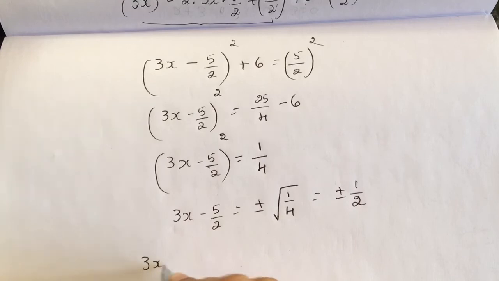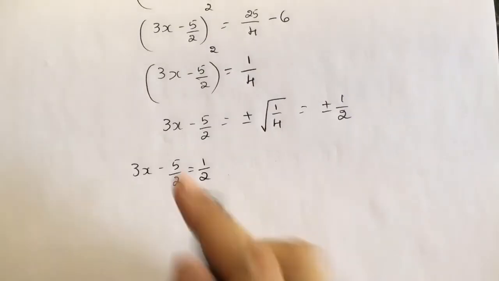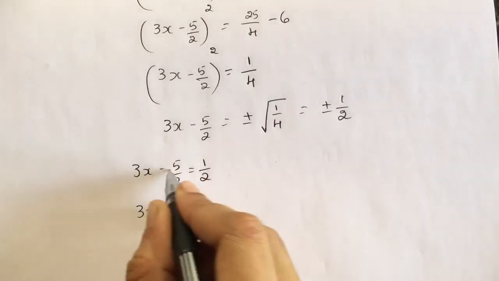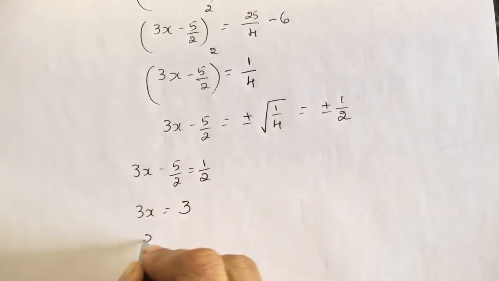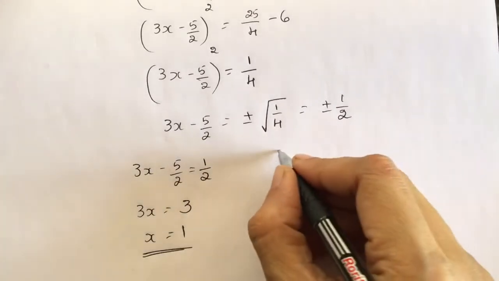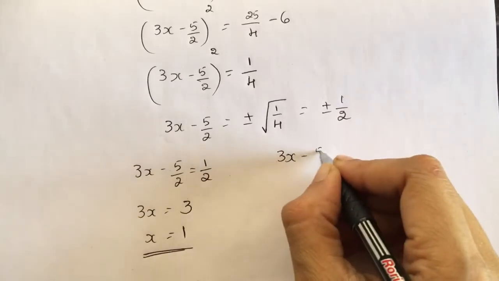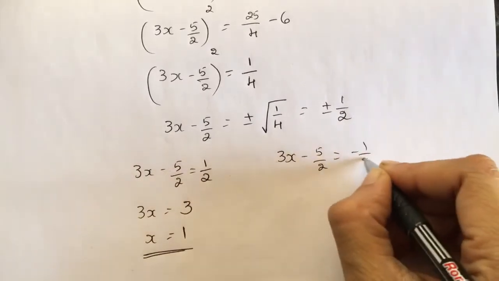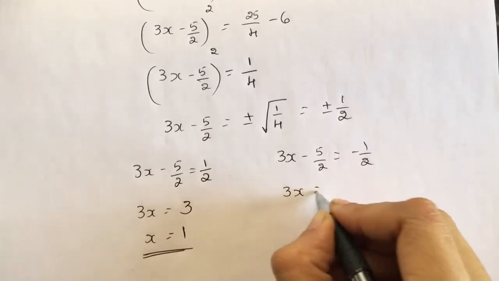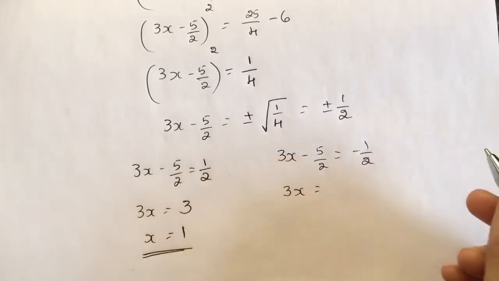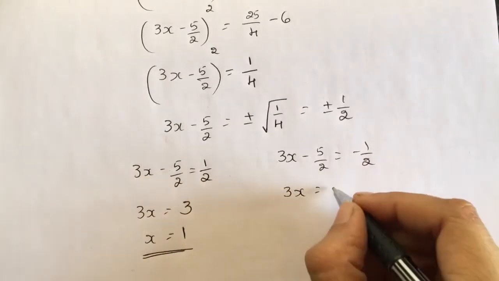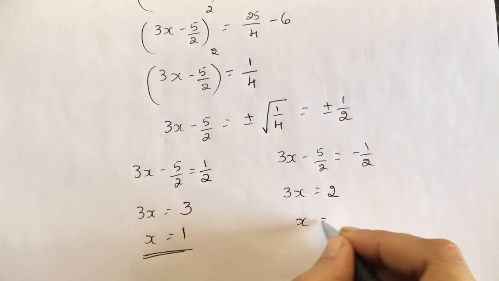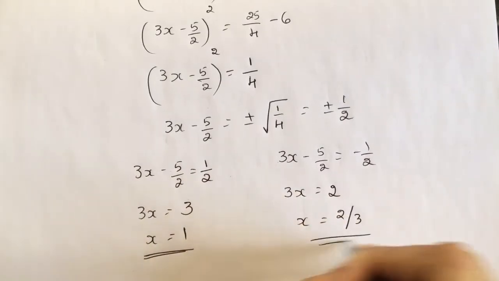If you take it as 1 by 2, if you take positive value, then it's 3x equal to, it goes this side, so that's 6 by 2. 6 by 2 is nothing but 3 and x equal to 1. If you take a negative value, that's minus 1 by 2, then 3x equal to minus 1 by 2 plus 5 by 2. So it's 4 by 2 and 4 by 2 is 2, so that x equal to 2 by 3.